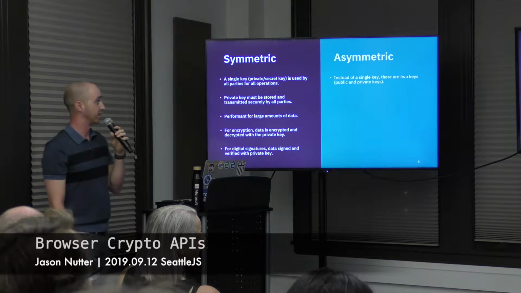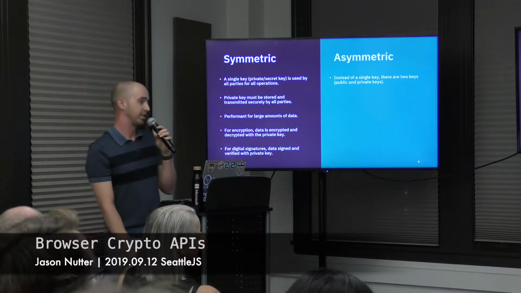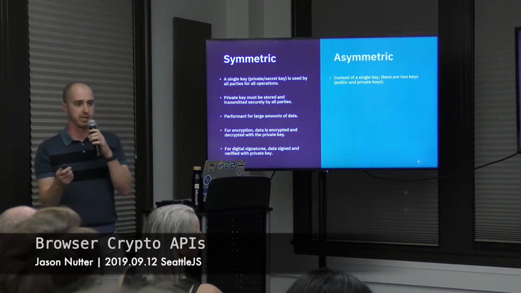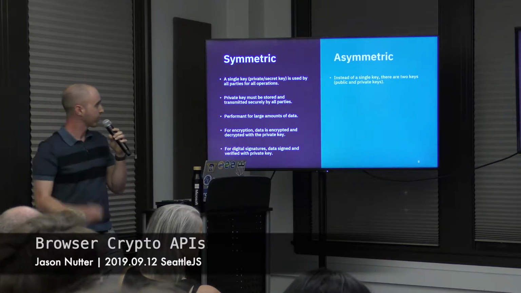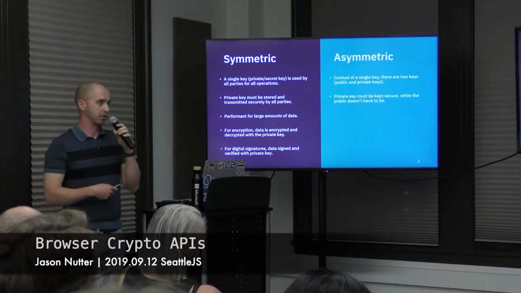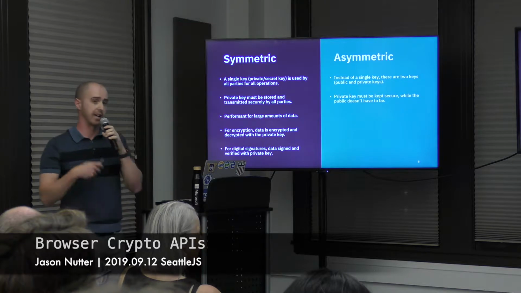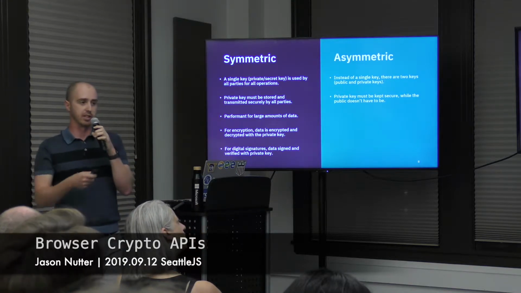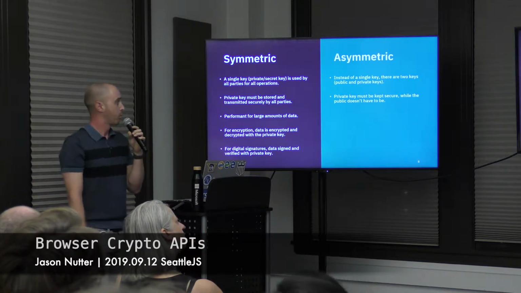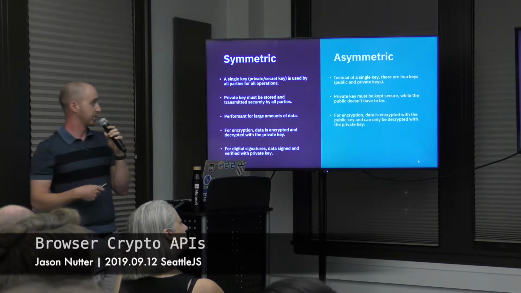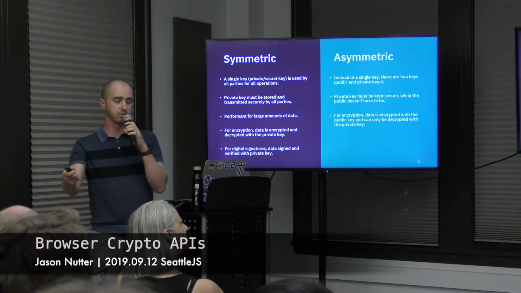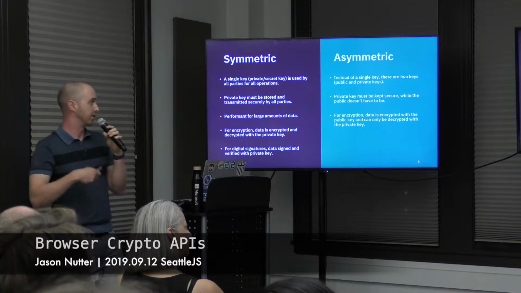So instead of a single key, you get two keys, a public and a private key. You've probably done this before when you set up Git and stuff like that. The private key is kept secure, and the public key does not have to be. So you can give that public key to anyone, in theory. And then for encryption, you encrypt data with the public key, and then you decrypt it with the private key.